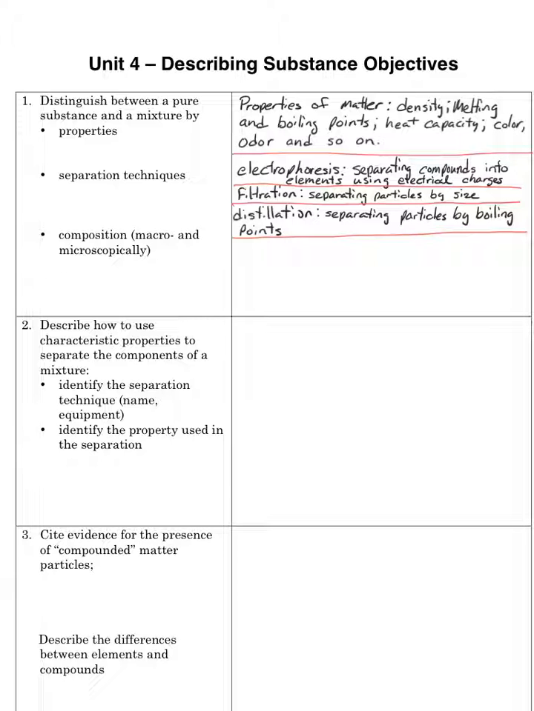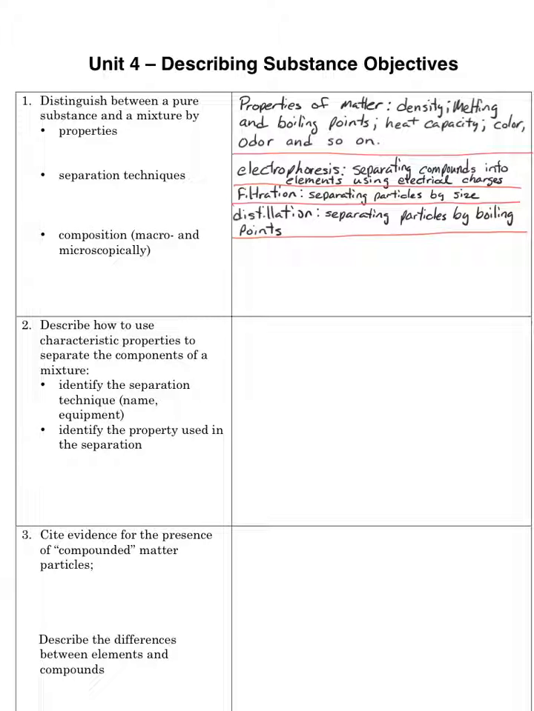The next one was filtration. That would be like using a coffee filter to sift out large particles from a liquid. And then distillation, which we did in class as a demonstration, where we were separating out 2 different liquids using their boiling points to separate them.